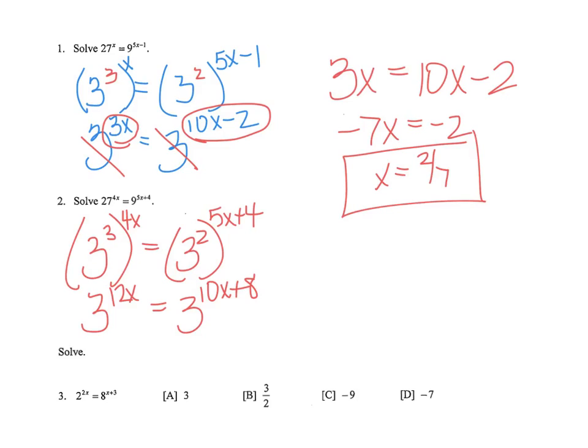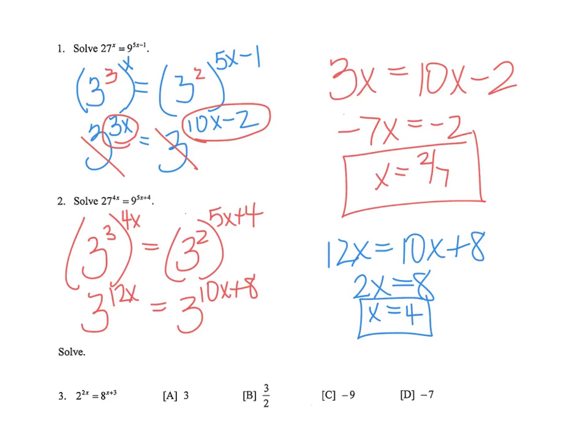Pause the video and rewrite that equation. Your equation should be 12x equals 10x plus 8. You need to move 10x to the other side. That's 2x equals 8, and divide both sides by 2. And x is 4. Now this time we did get a nice little answer. We're lucky because usually they are not.